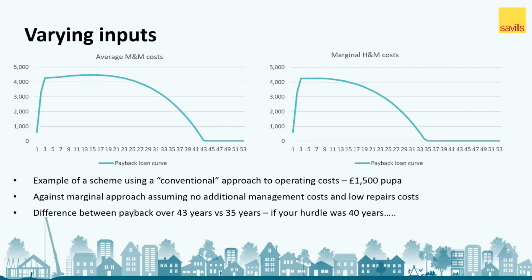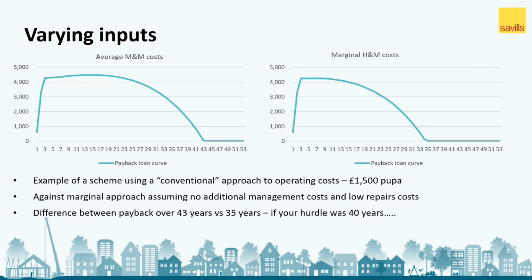And then the other one I just wanted to very quickly pick out was the importance or the implications of using marginal costs for management and maintenance. So this is an example of a scheme using a conventional approach to operating costs, say £1,500 per unit per annum for management and maintenance. And you can see we pay back in 43 years and we've got rising debt up to about 17 years. Our marginal approach on the right-hand side assumes no additional management costs and economies of scale on repairs costs, down to a total of £600 per unit instead of £1,500. And you can see that on the right-hand side, we pay back at year 35 and that we don't incur any additional borrowing in that early period after PC.